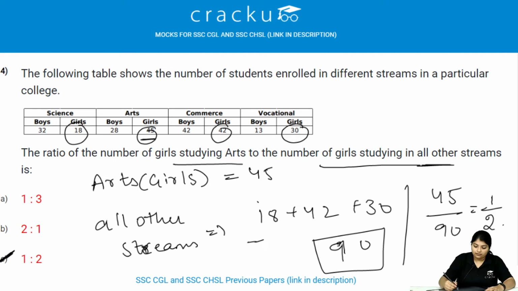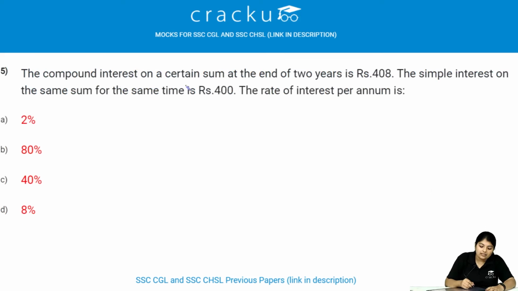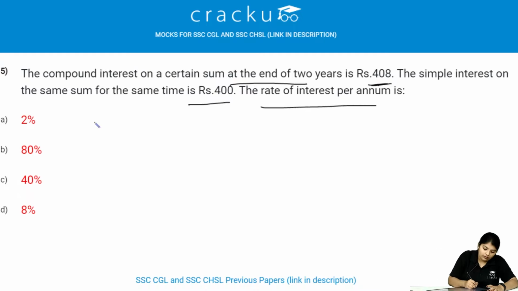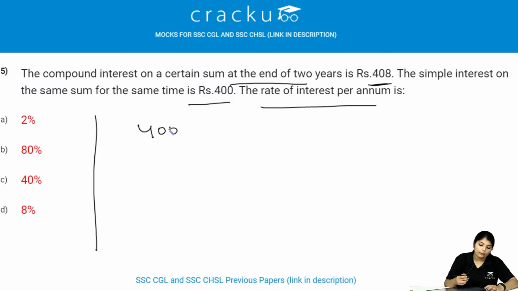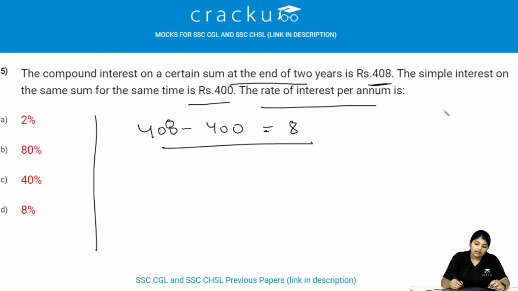Now let's see the next one. The compound interest on a certain sum at the end of 2 years is rupees 408, and the simple interest on the same sum for the same time is 400. The rate of interest per annum is. Now the difference between compound interest and simple interest, that is 408 minus 400, that is 8, and it is given that the simple interest on the same sum for the same time is 400.